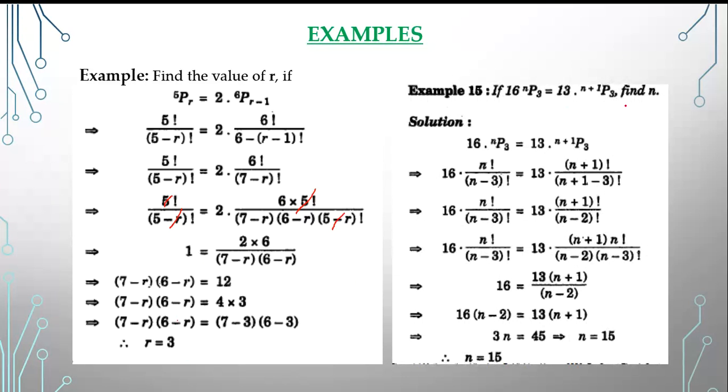Similarly, you have to find the value of n, given that 16 times nP3 is equal to 13 times (n plus 1)P3. Again you have to use the formula nPr equals n factorial upon (n minus r) factorial, and after solving this you will get the value of n equal to 15.